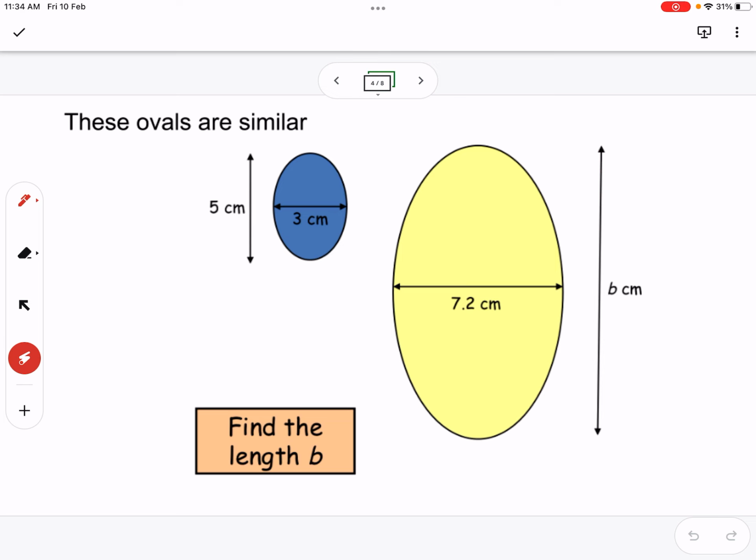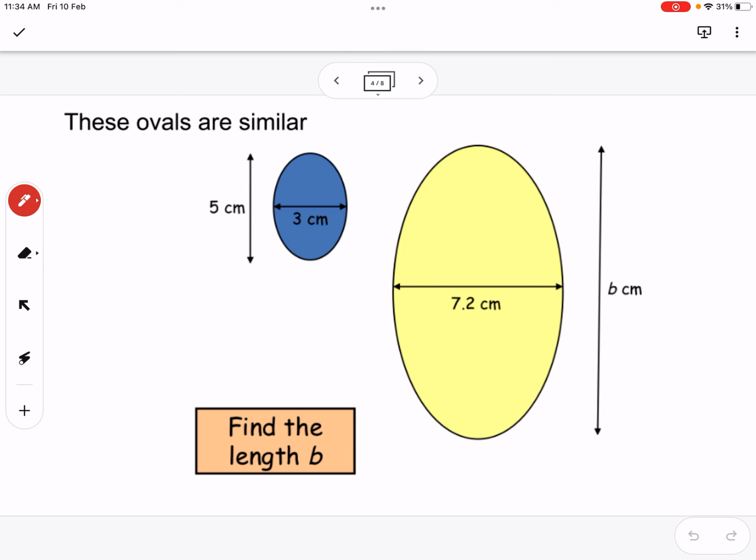So to do that, I want to look at the dimensions that I can see on both of the shapes. I can see the width of the blue one is 3 and the width of the yellow one is 7.2. So I can figure out what the blue one must have been multiplied by to get to the yellow one. The letter that we tend to use, that you'll see in a lot of textbooks, for the scale factor is the letter K. I'm not sure why, but that's the letter that's often used.